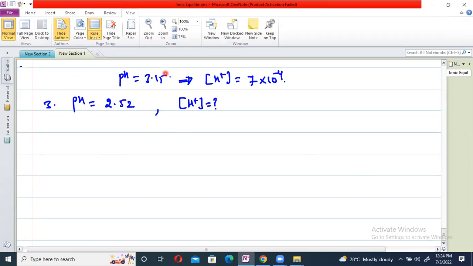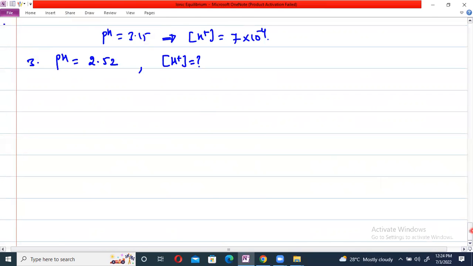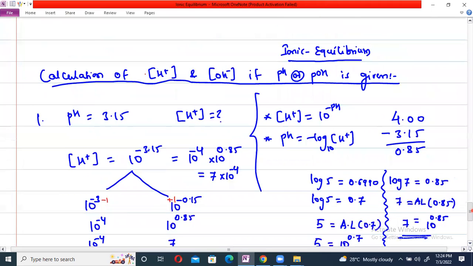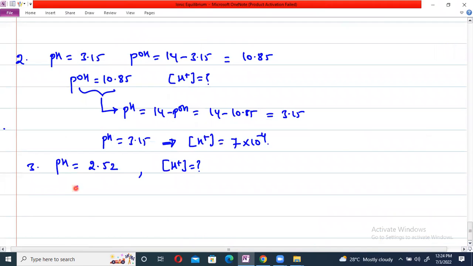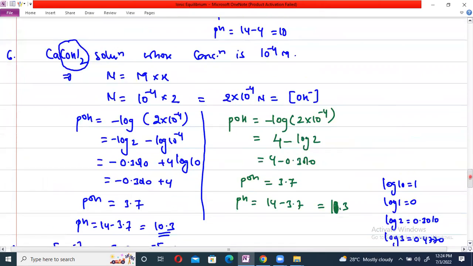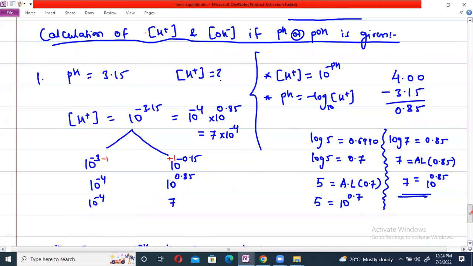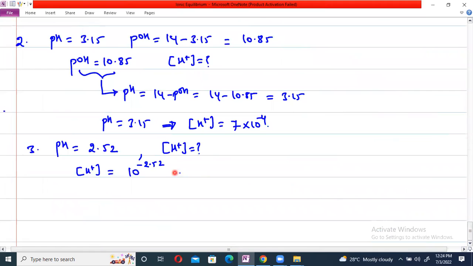Same way what we did in the previous case, same way we have to write now also. See what we did here. Initially pH they gave, write the concentration of H plus ion. So I'm writing here, concentration of H plus is 10 to the power of minus of 2.52. Same we did here also, see here. Then as we know minus 2.52 is a value, it is nearly equal to 3.